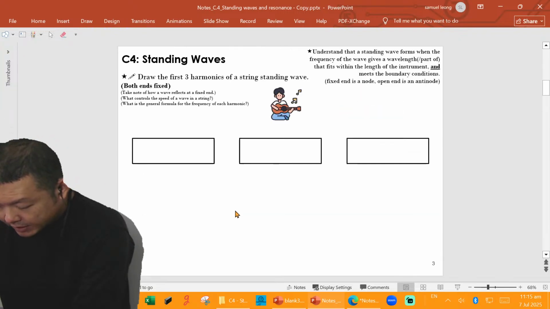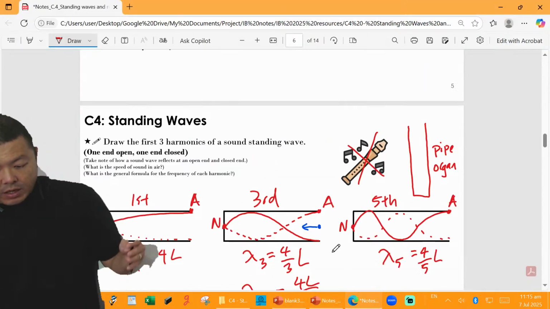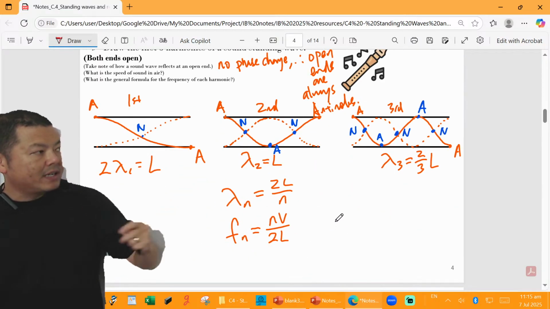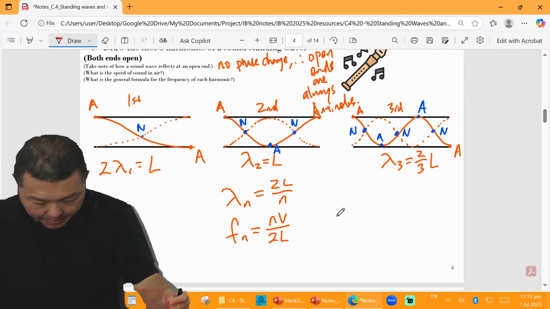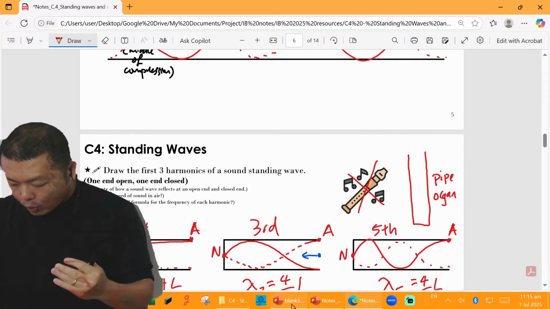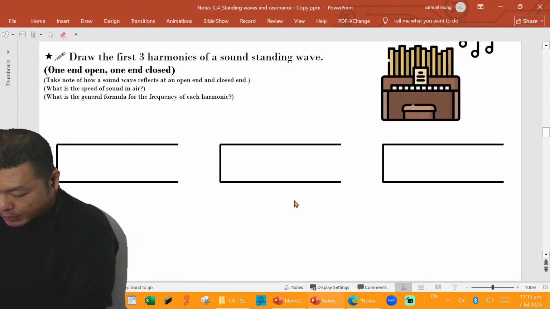So I think I mentioned last week to you as well, the string standing wave, both ends closed, both ends open. Mathematically, they are the same, but then you have yet another type, which is one end open, one end closed, which is what we're going to go through today. Which is this picture, one end open, one end closed.